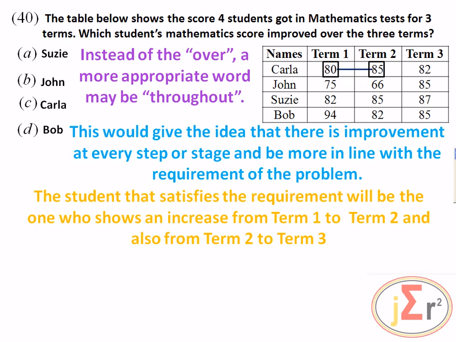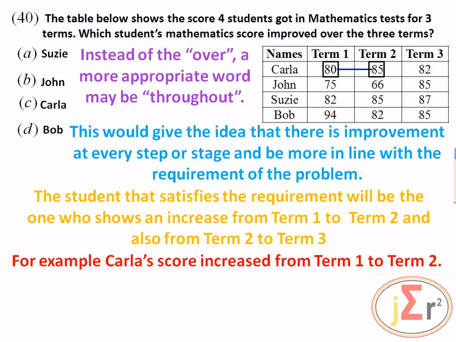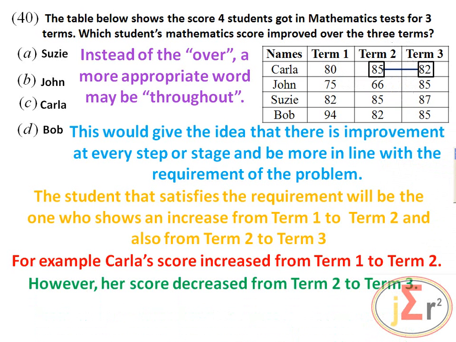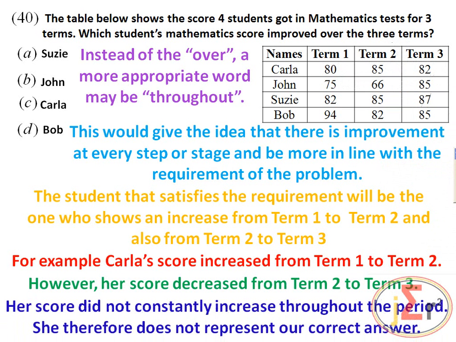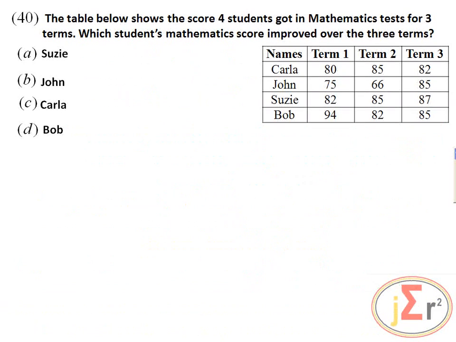So let us look at Carla's. For example, Carla's score increased from term 1 to term 2. Is that right? Yes. It does. But what about from term 2 to term 3? There's a decrease. Her score decreased from term 2 to term 3. Her score did not constantly increase throughout the period. She therefore does not represent our correct answer.